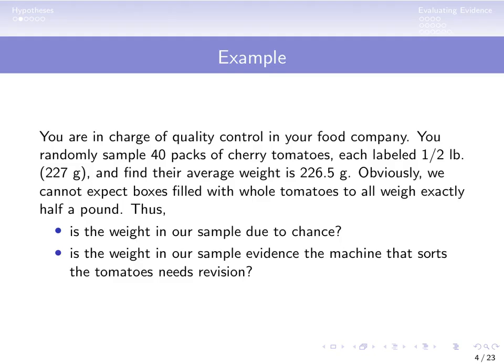Now, obviously, you cannot expect boxes filled with whole tomatoes to all weigh exactly half a pound, right? Thus, is the weight in a sample of 226.5 grams just due to chance, due to some variation in our cherry tomatoes? The average weight is probably going to be a little bit different from 227 grams. Is this weight in our sample evidence that the machine that sorts the tomatoes needs revision? So maybe this value is too far away from 227 to be explained by random sampling.